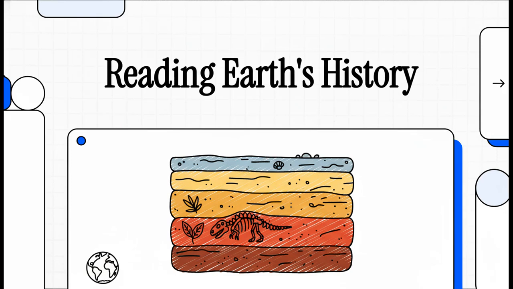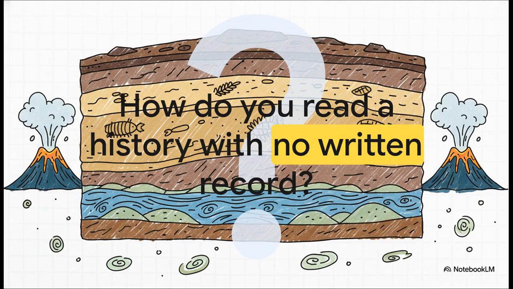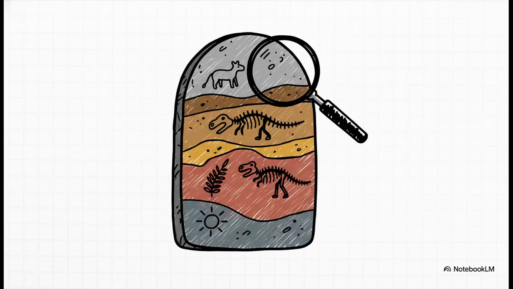Today, we're going to read a story that's 4.5 billion years old, and it's written entirely in stone. So, how do you even start? I mean, for most of Earth's history, there were no written words at all. Well, it turns out the story is in the stone itself. Geologists just had to learn the language.